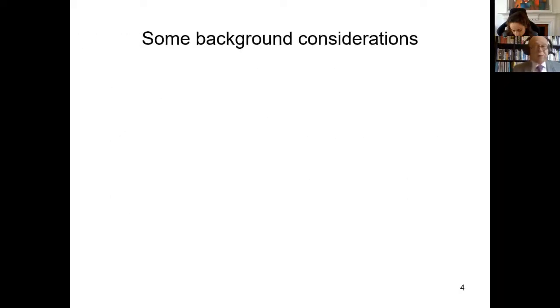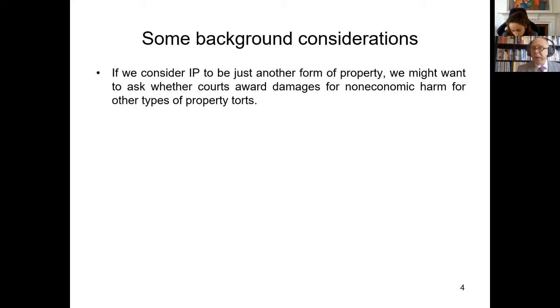So some background considerations to have in mind as I go into this discussion of whether and how courts should award damages for non-economic harm in IP cases. One possible analogy that we might imagine could be useful is to look at how or whether courts award damages for non-economic harm in other types of property cases. So in cases involving torts against real property or personal property, do courts ever award damages for mental suffering or that sort of subjective harm?